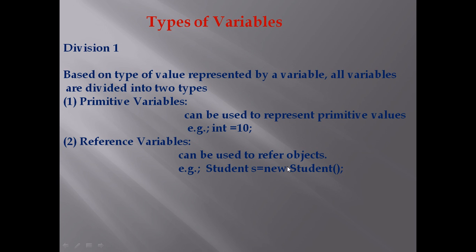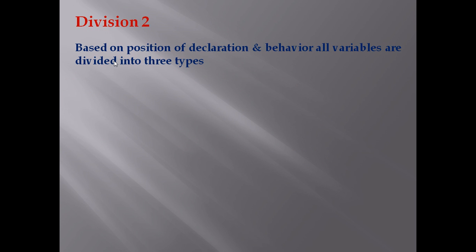So there are two types of variables based on the value represented by them. Primitive variables, which means we are using primitive data types, and reference variables, which are variables that can refer to objects. So these are the two cases of division 1. Now let's talk about division 2. In division 2, we classify based on the position of declaration and behavior.